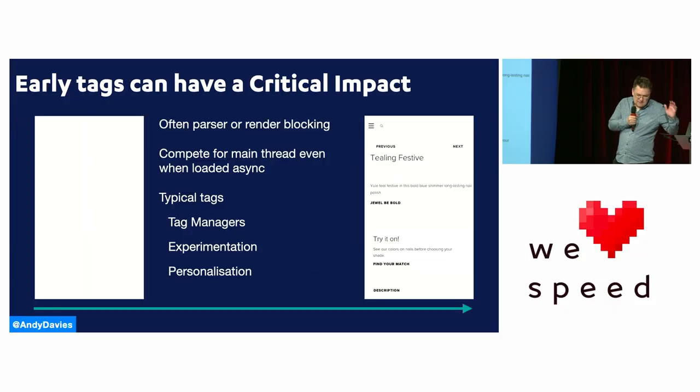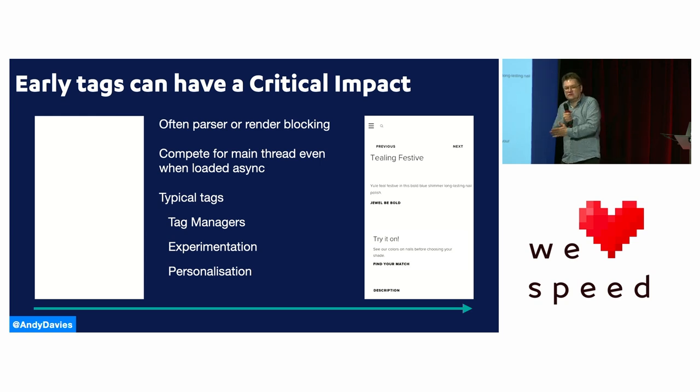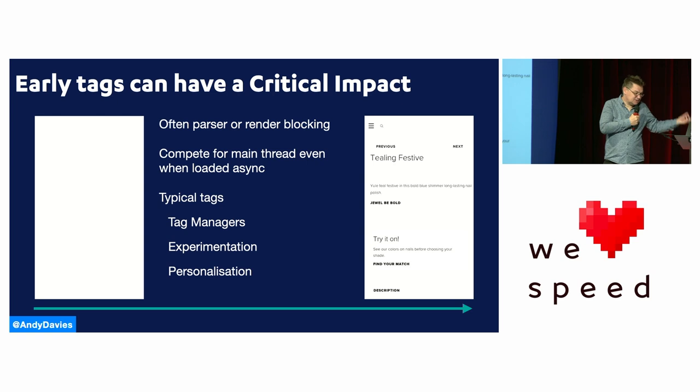And the thing to think about here is that tags that are loaded early in the page often have the largest impact on the user experience because they come first. They often come before critical content. They often get put in the head of the page, so they become render blocking or HTML parser blocking. And typical things here are tag managers, experimentation, because we want our experiments to run before the rest of the page loaded, personalization. So if you've got tags that are outside this in being loaded early in your page, I would ask the question, why?